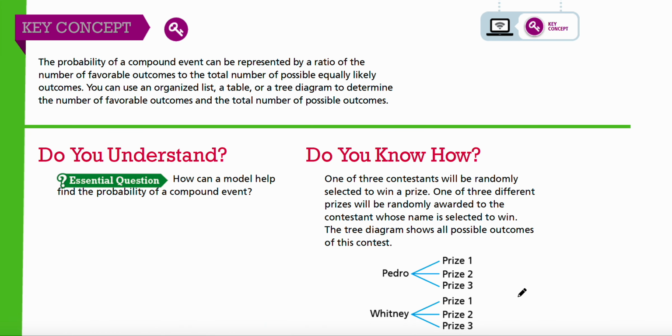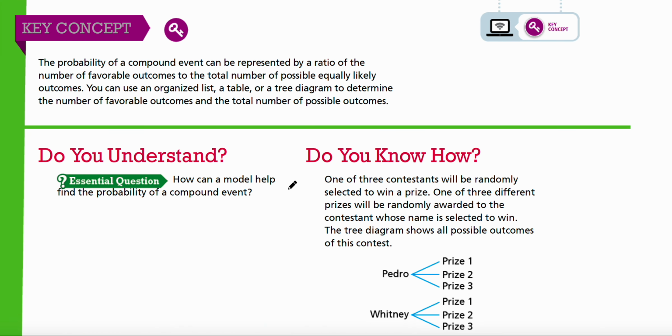Our key concept from this lesson is the probability of a compound event, right? And knowing that it could be represented by the ratio of the number of favorable outcomes to the total number of possible equally likely outcomes. So favorable outcomes versus the total possible outcomes, that's your probability. And you can use an organized list, a table, or a tree diagram to determine the number of favorable outcomes and the total number of possible outcomes. Okay, so that was lesson 9-6, find probabilities of compound events.